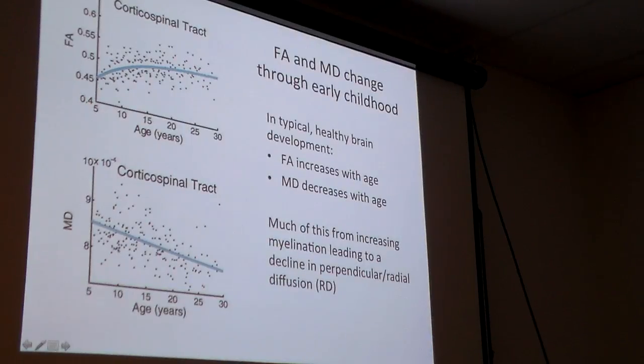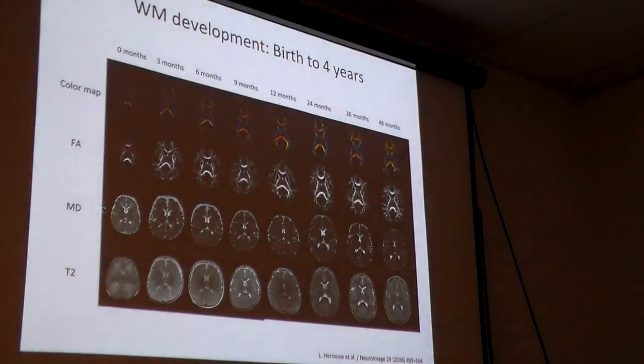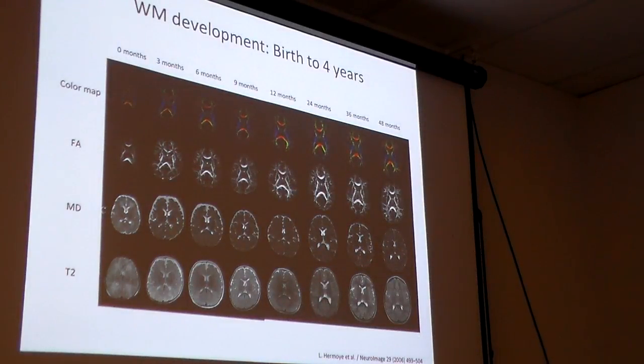And at the same time, mean diffusivity will tend to decline with development. That's also a lot due to myelin increases, which will, again, affect the measure of RD, which is going into both of those. So they tend to go in opposite directions. And remember, we've already said that myelination continues into your 20s or 30s, so not surprisingly, you see an increase over time.